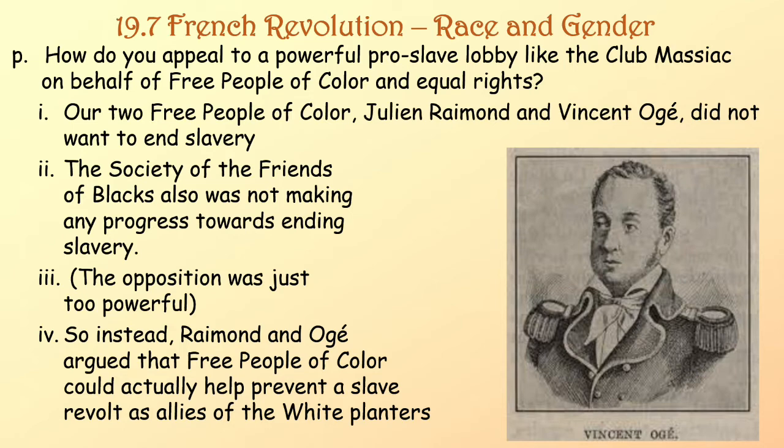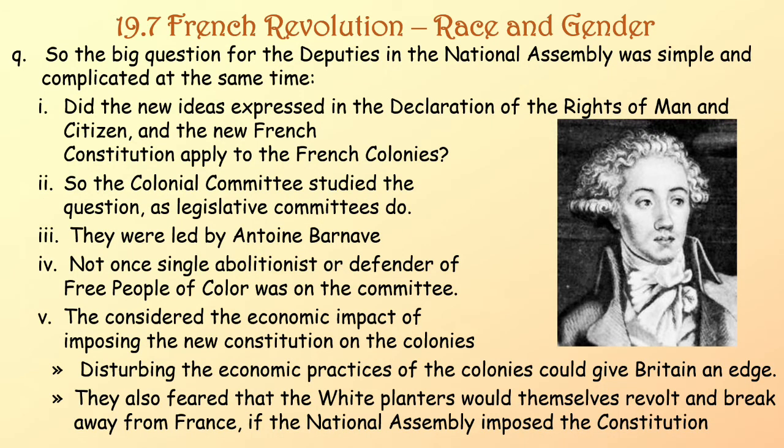So instead, Raimond and Ogé argued that free people of color could actually help prevent a slave revolt as allies of the white planters. So the big question for the deputies in the National Assembly was simple and complicated at the same time. Did the new ideas expressed in the Declaration of the Rights of Man and Citizen and in the new French Constitution apply to the French colonies?